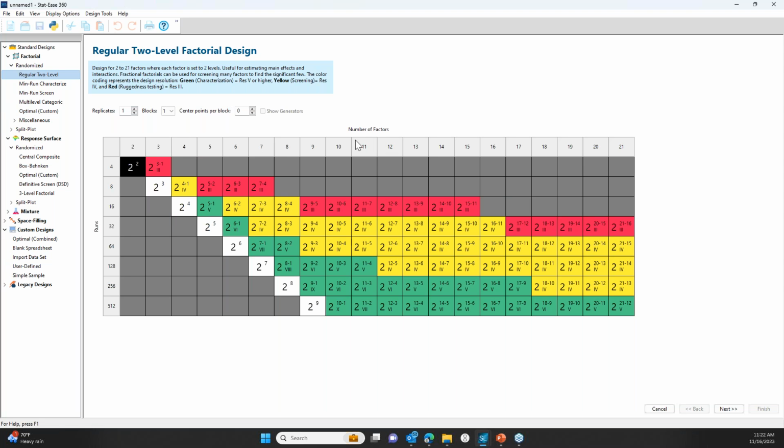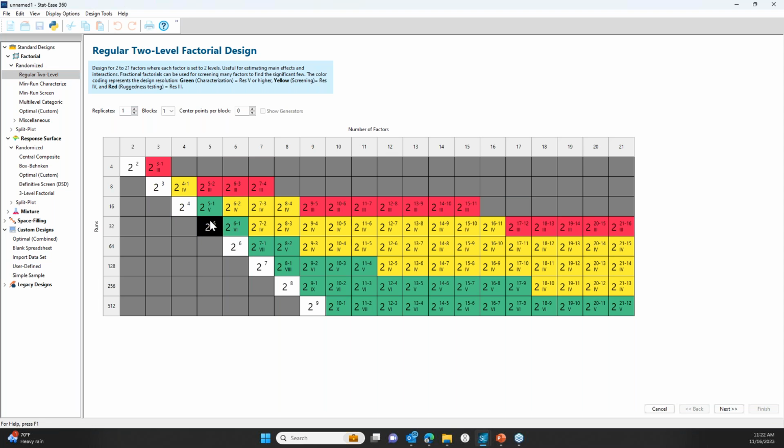Along the top edge, we have the number of factors. Well, in this case, it's 5. And this diagonal group of white design choices are the full factorial. A full factorial is when every factor will be tested against all the other factors at its low and high level. Okay, so we're going to test everything against each other at the high and low level.